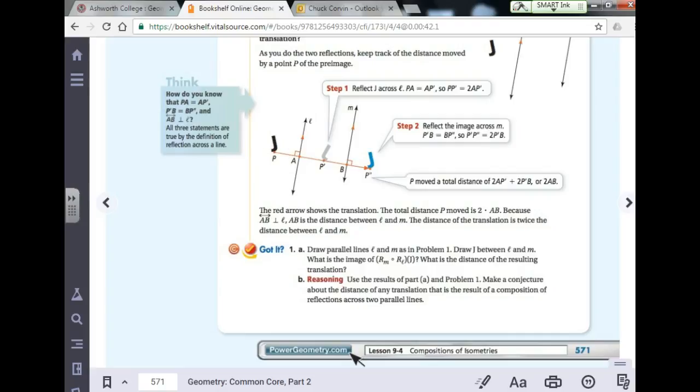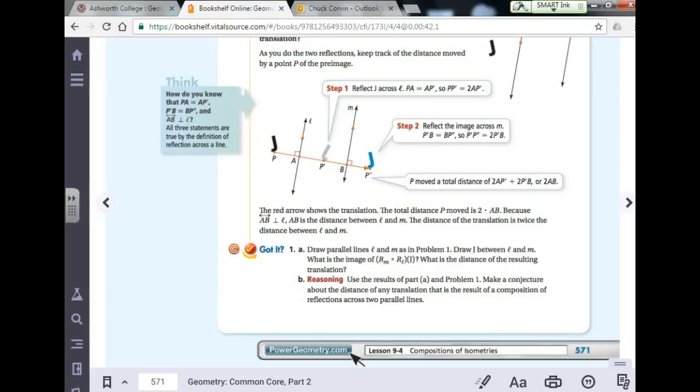If we reflect that across line L first, remember a reflection has to be perpendicular to the line of reflection and the same distance away. So from P to A would be the same distance as from A to P prime right here. And it would be flipped, so that's why this J looks like this after it's been reflected. So this distance is the same, so it's 2AP, or 2AP prime, same thing. That's where they're getting this right here.